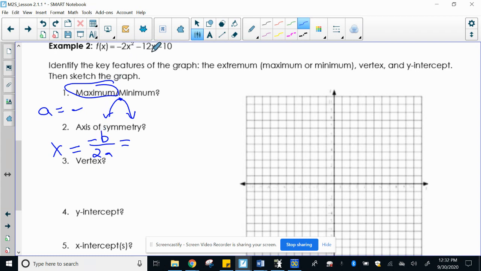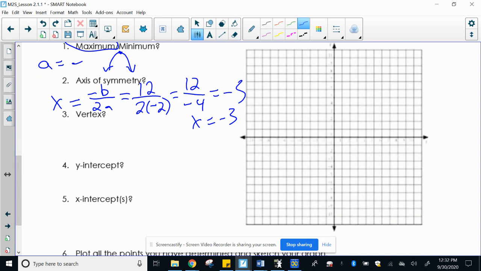So b was negative 12. So opposite of b, positive 12 over 2 times a. A is negative 2. So 12 over negative 4, so we get negative 3. Okay, so we get an axis of symmetry, x equals negative 3. At this point, I'm going to stop and put this on my graph. So x equals negative 3. I go over 1, 2, 3 to the left. Now I'm going to draw in a dashed line. That's our axis of symmetry.